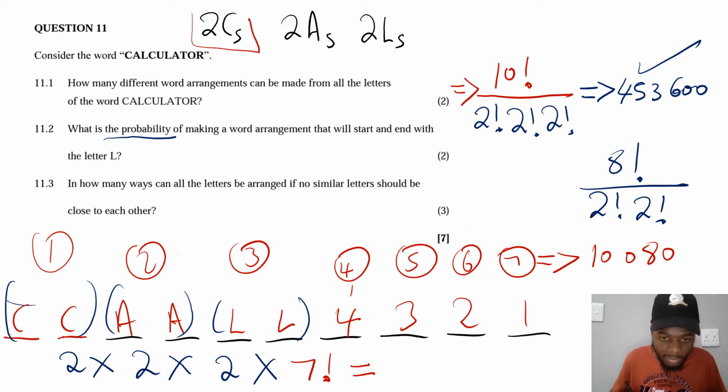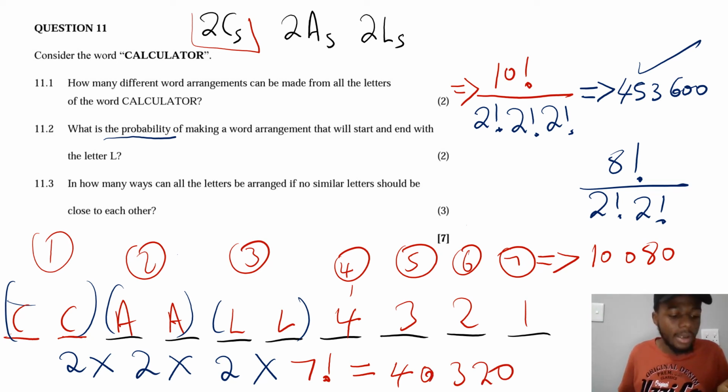We're going to have 40,320. Then these are the number of ways when all the similar letters are close to each other. But the question wants us to determine the number of ways if the similar letters are not close to each other, because they said no similar letters should be close to each other.